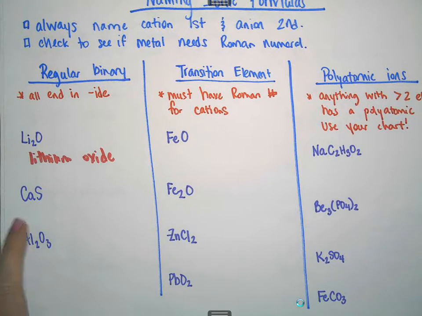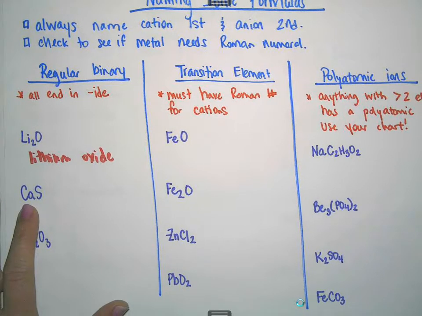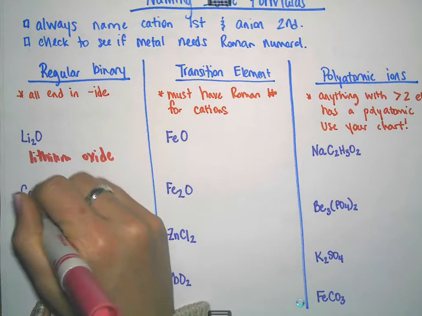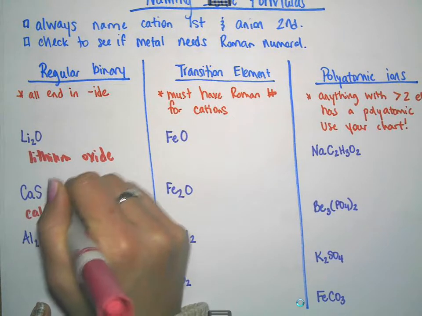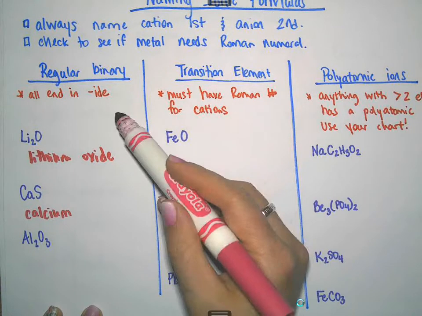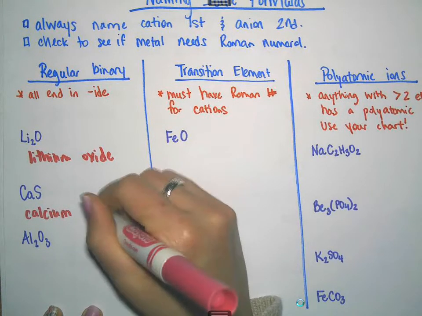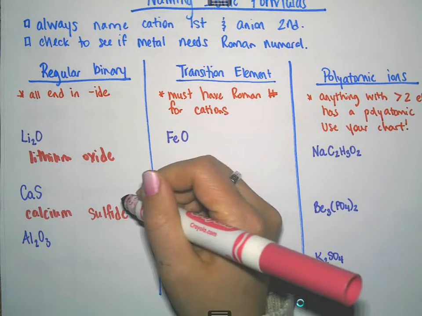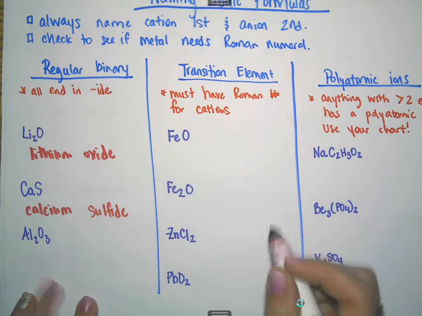I do the same thing with this one. Calcium is a group 2 metal, so it doesn't get a Roman numeral. So the name of Ca is calcium. S stands for sulfur, but when I do these, I have to change the endings to end in IDE, so it becomes sulfide. Then I have Al2O3.